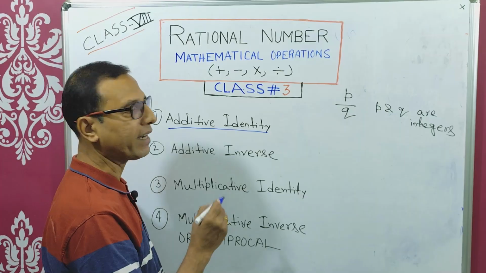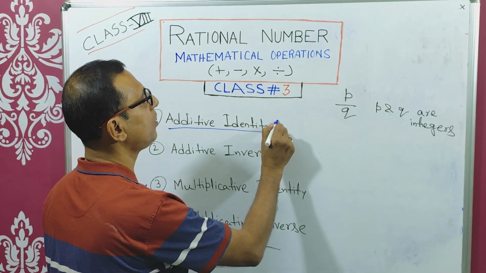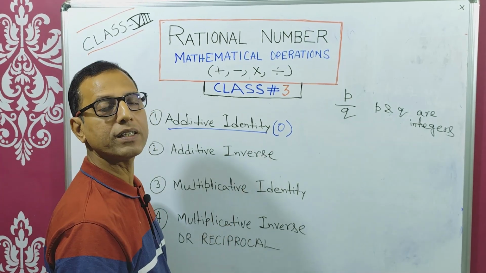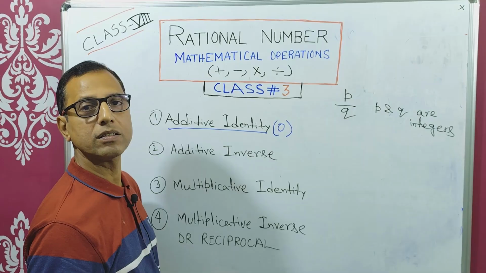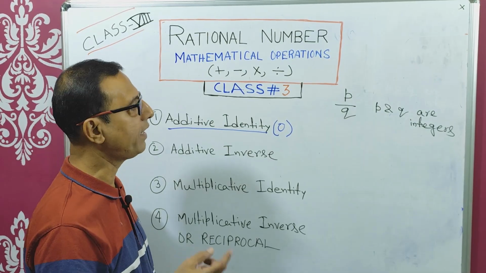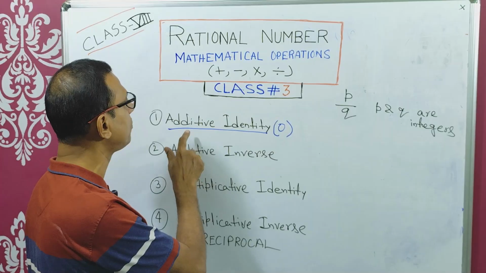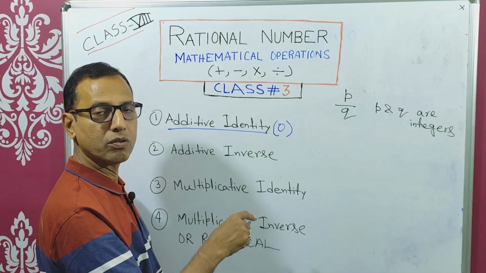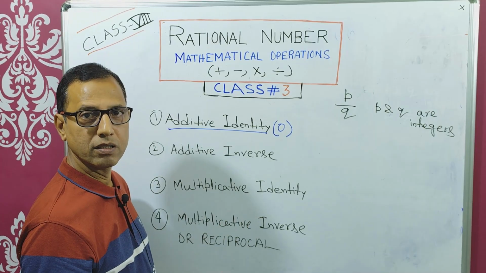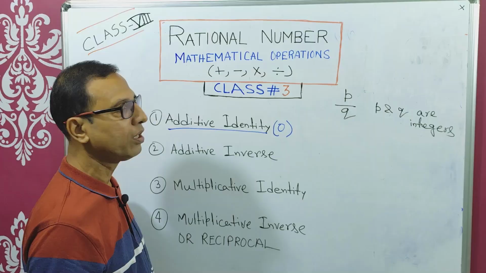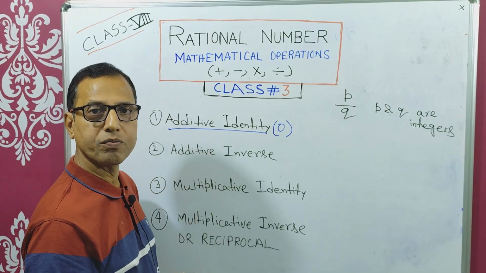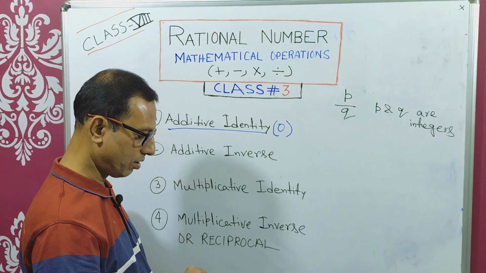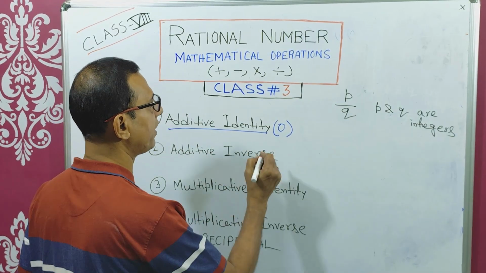So additive identity means 0 is called additive identity. Why is it additive identity? Because if you add 0 with any rational number, it doesn't get changed. Nothing gets changed. You know this already, just you don't know this term. Adding 0 or subtracting 0 from a rational number, there is no change. That is why it is called additive identity.